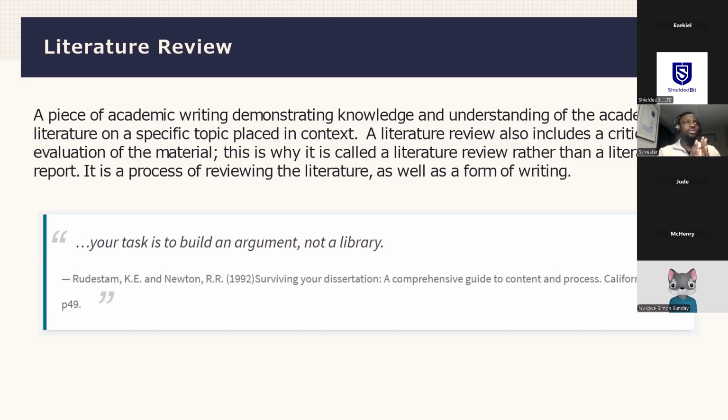It's not author A said this, author B said this, author C said this. No, it's more like author A said this, author B said this. Two of them, they disagree at this point. But their disagreement point is where author C now comes in, which means in three of them, so you are making sense. You're just talking like a lawyer. I know the lawyers here will understand that, they will have a feel of this. So you are building an argument, not a library.